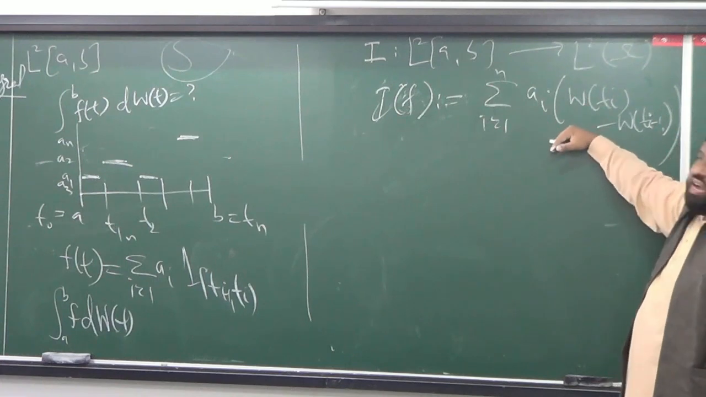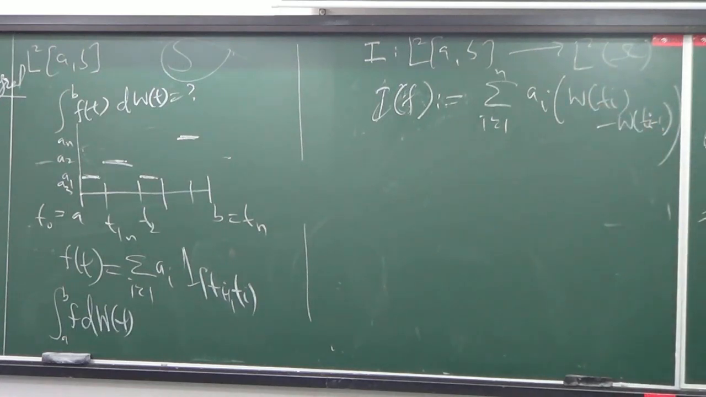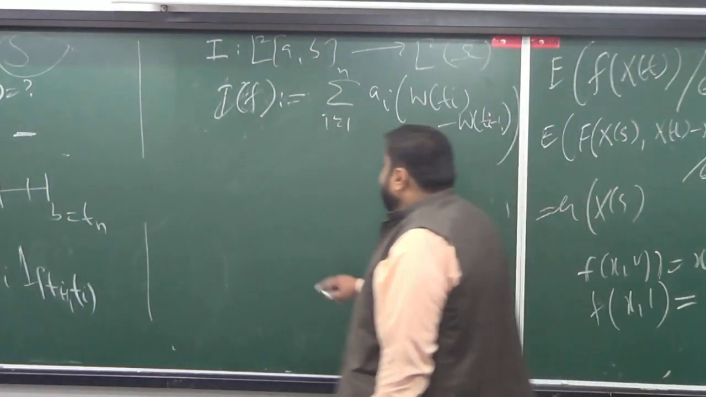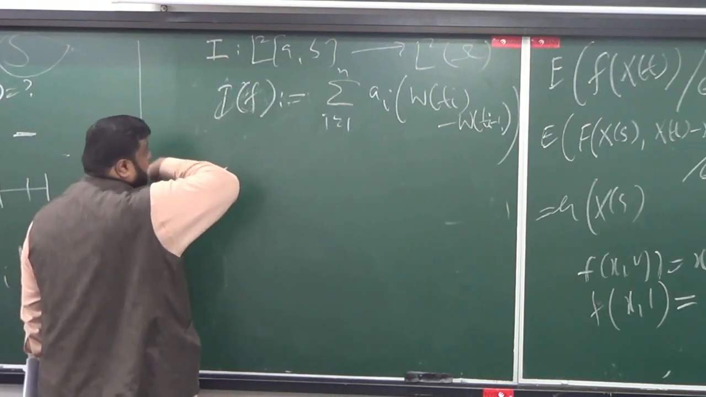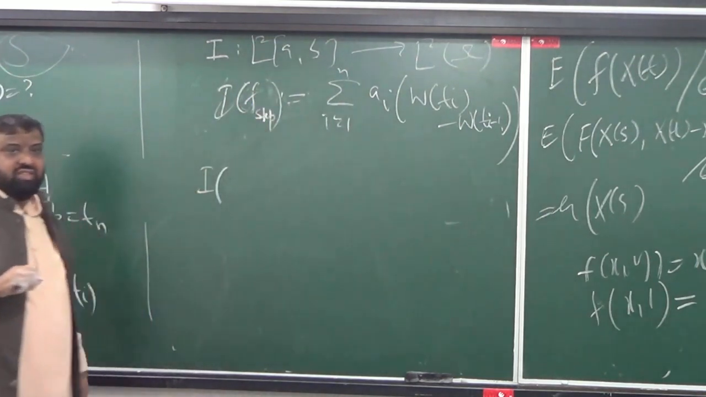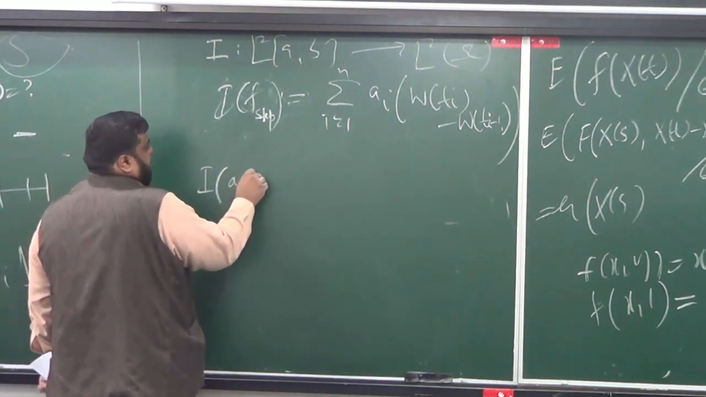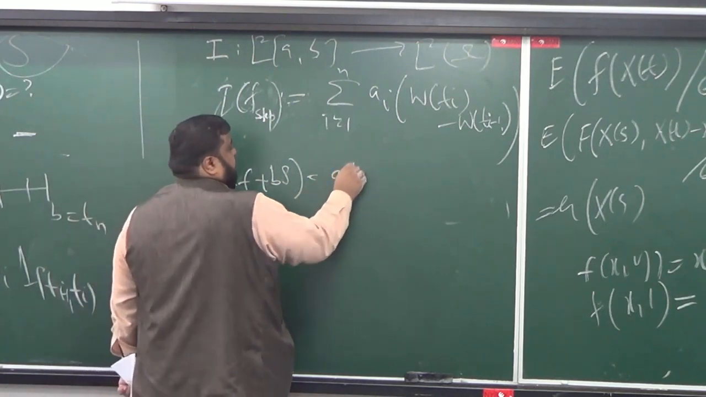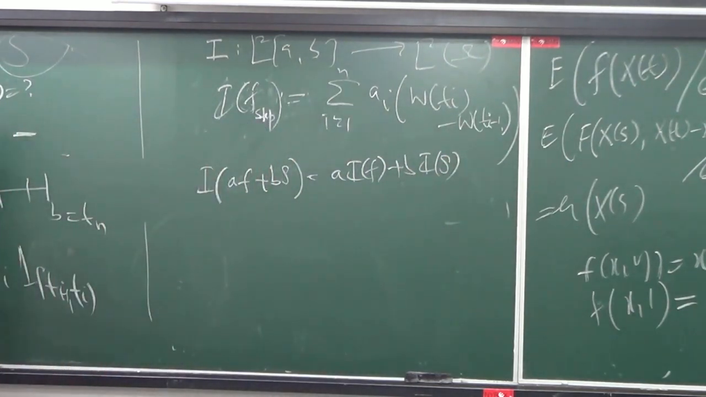Yes, you just take that, square it and take the expectation. So it's finite actually, so it's there. And then I can see that this I, when it is defined on the step functions, has all the basic properties: I of (a f plus b g), where f and g are two step functions, is the same as a I of f plus b I of g. So everything is simple.